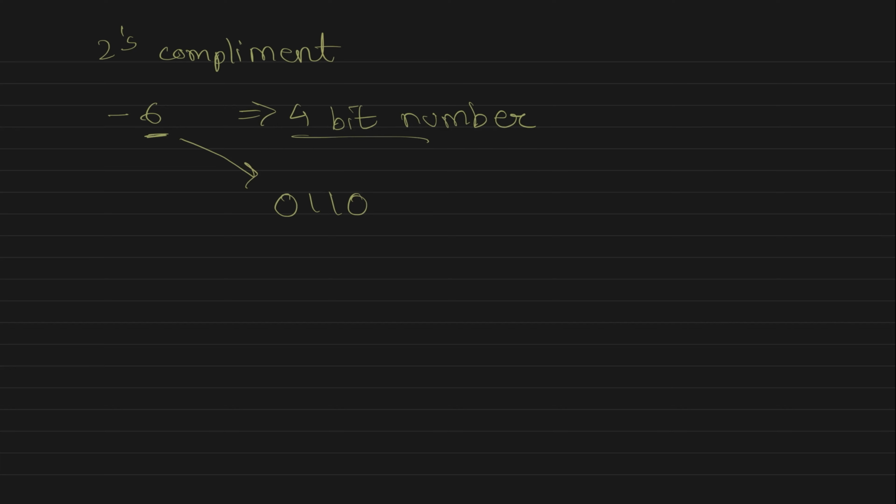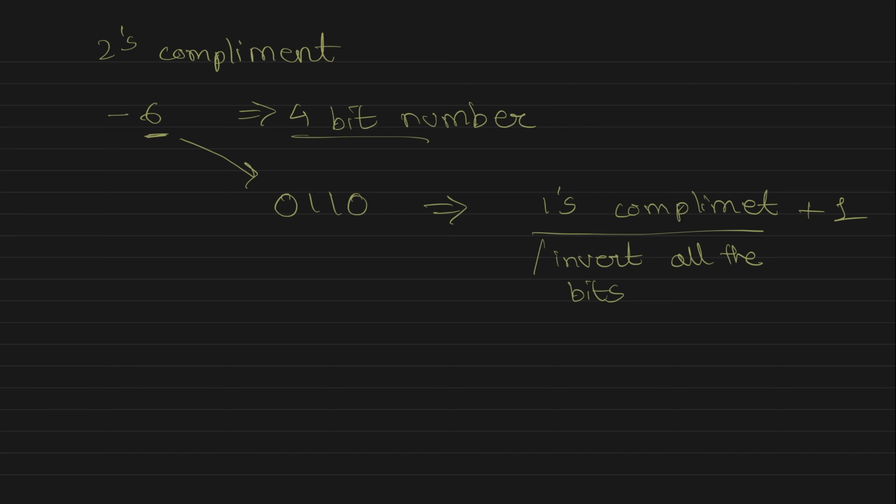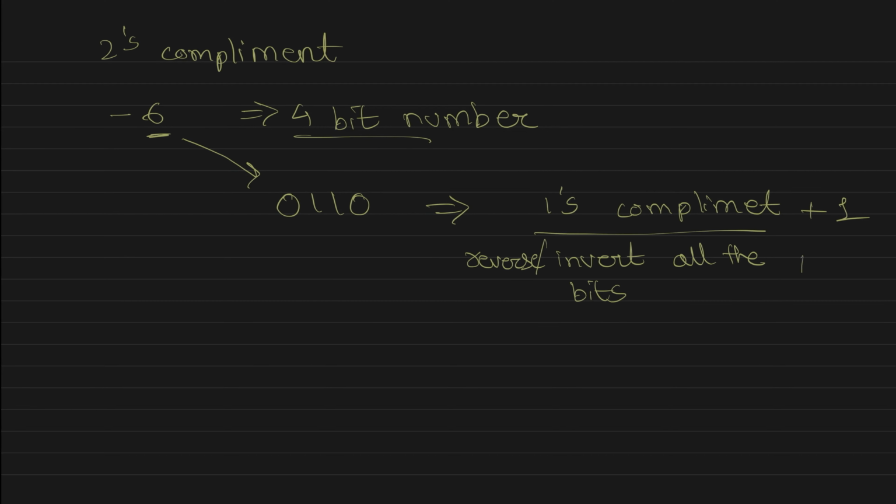For that, we do something called 2's complement. So what does 2's complement mean? 2's complement is actually 1's complement plus 1. Now what is 1's complement? 1's complement is nothing but inverting all the bits. Invert, or I would say reverse, all the bits, and then add 1 to that reversed or inverted number.